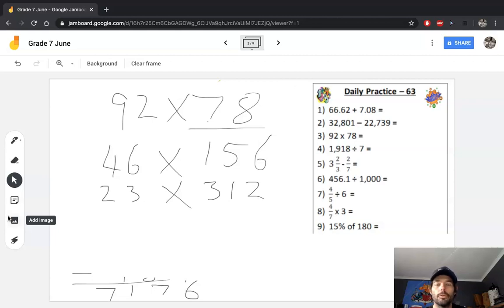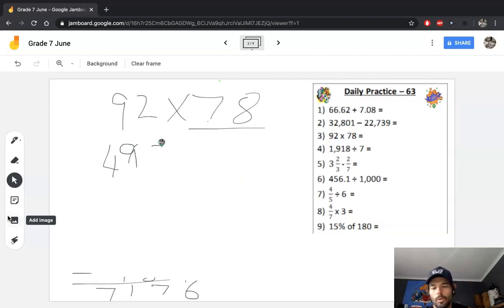You may absolutely do 23 times 312 and you're more than likely going to get the same answer, but that's perhaps one that hasn't worked in our favor this time. We know we have the column method to always fall back on.